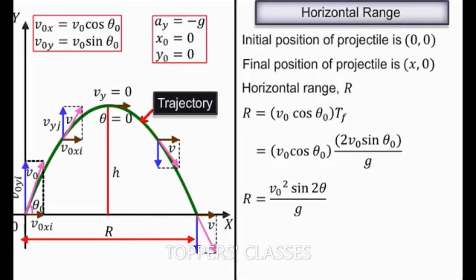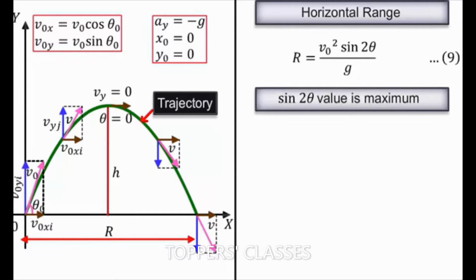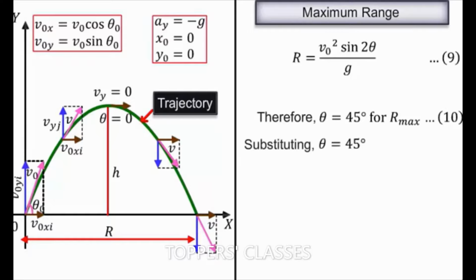What is the angle of projection for the maximum range of the projectile? R will be maximum when the sine 2 theta value is maximum. That is, 2 theta is equal to 90 degrees. Therefore, theta is 45 degrees for R to be maximum. Let this be equation 10. Substituting theta equal to 45 degrees in equation 9, we get R max is equal to V0 square by g.